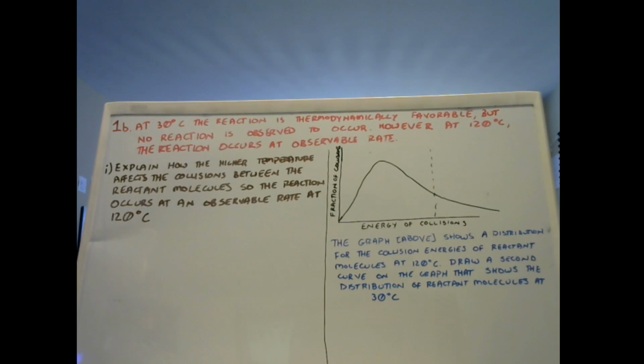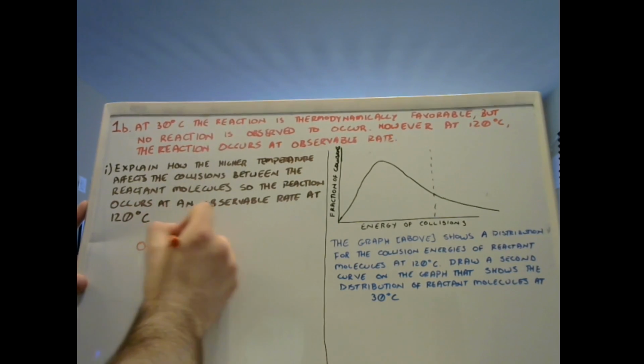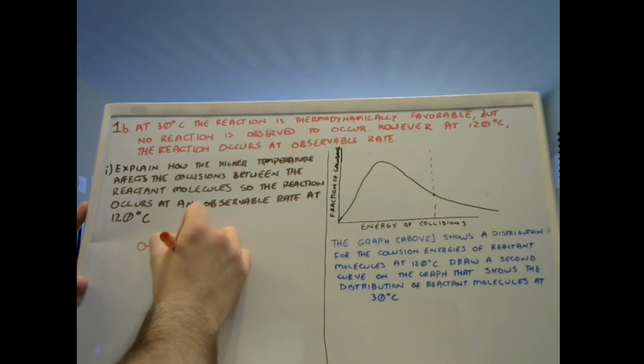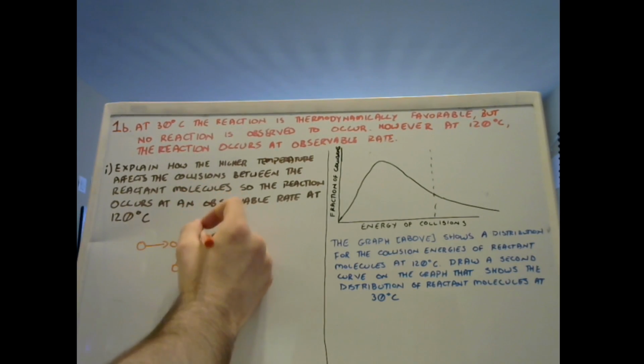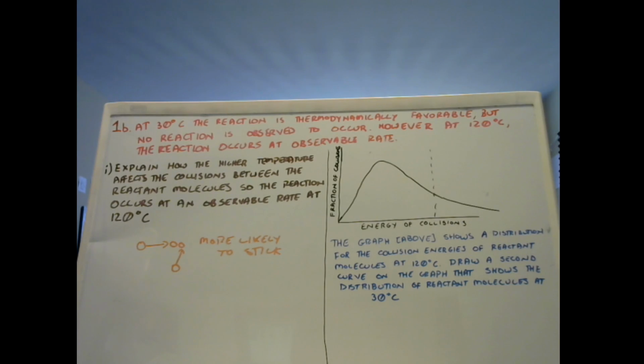Part 1 doesn't even have to do with thermodynamically favorable. It says, explain how the higher temperature affects the collisions between the reactant molecules so the reaction occurs at observable rate at 120 degrees Celsius. And this goes back to KMT. Effectively, what it's asking is, why do faster molecules react more frequently? And that happens for 2 reasons. First, when the molecules collide at higher speeds, they're more likely to stick together. And secondly, by traveling at faster speeds, they have more energy, or can contribute more energy to overcome this activation energy line here. This goes back to the KMT, which talks about the collisions of gas molecules and how rates work. It's also tied into kinetics.